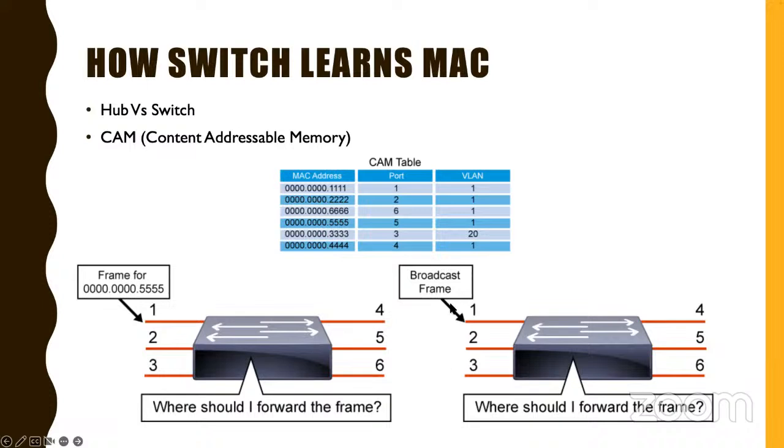Otherwise, let's say a frame comes and the destination address is not listed within its MAC table. Then it will send an unknown broadcast. That frame will be broadcasted to all the ports within that VLAN. The VLAN concept we will cover later, but first let us understand that a frame came, but it does not have that MAC address within its CAM table, so that frame will be broadcasted.